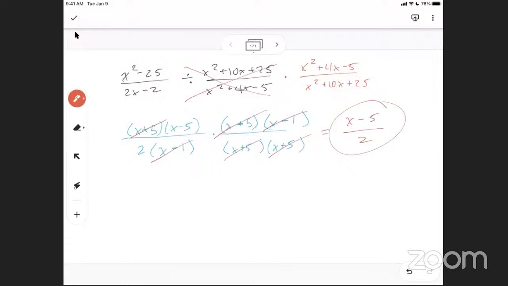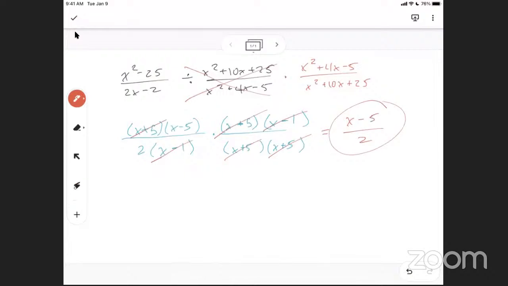Now, I'm going to show you a little hack to check your answer. Take a number and plug it in here, as long as it's not something that would make the denominator 0. So you can't plug in a -5 and you can't plug in a 1, because that just wouldn't work. But any other number will work. So how about 0? So then x cannot equal 0 or -1 or 5, because we do that too.